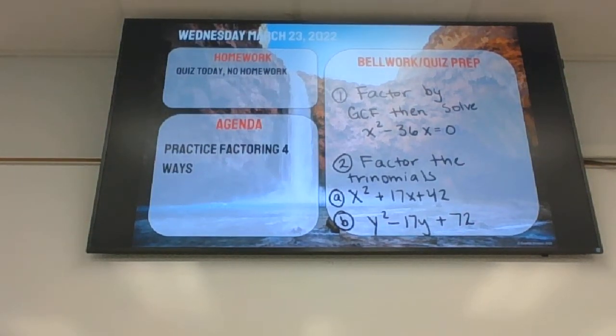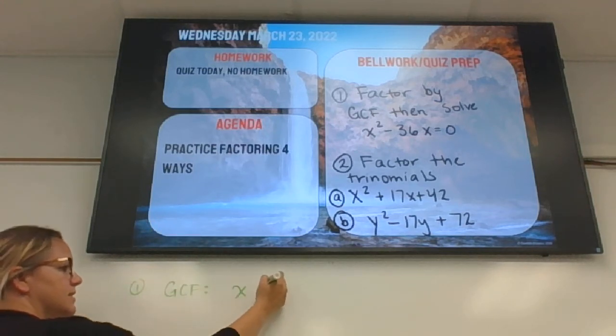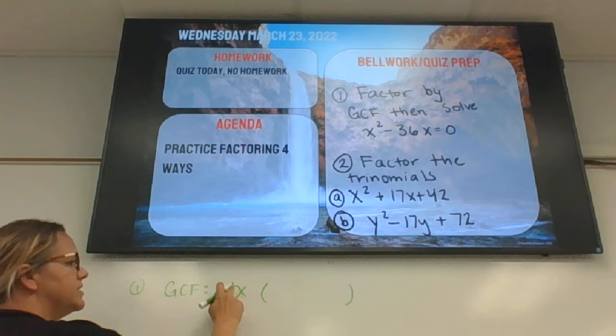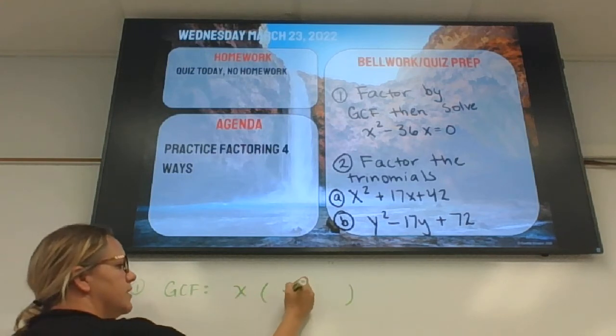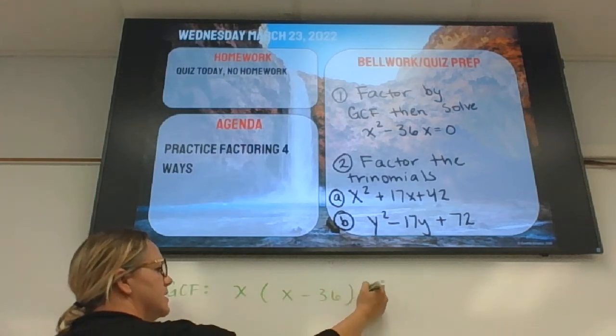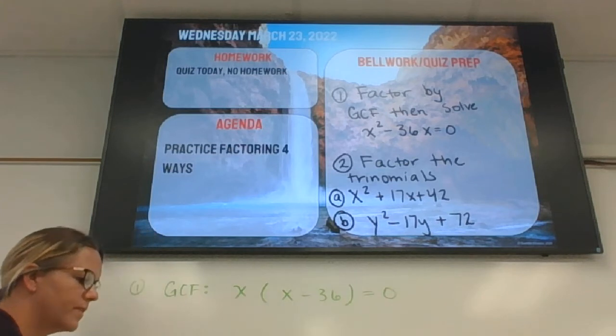On the agenda it says practice factoring 4 ways. So think about those. There's 4 different methods, 4 different things to think about. Number one, you might be really tempted to square root, but it actually just says to factor a greatest common factor. The only thing they have in common is x. When you factor an x out, you get x minus 36 equals 0.